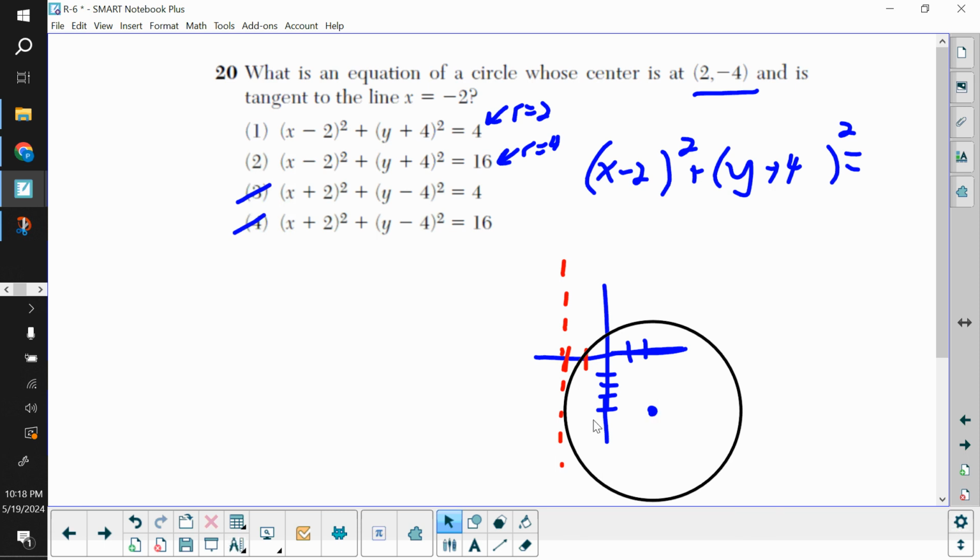And we just need to decide, does that radius look more like 2 or does it look more like 4? Well, it's 2 to get to the y-axis, 2 more to get to the red line. So therefore, we're having a radius of 4. So the radius squared would give us 16. So then we have choice 2.